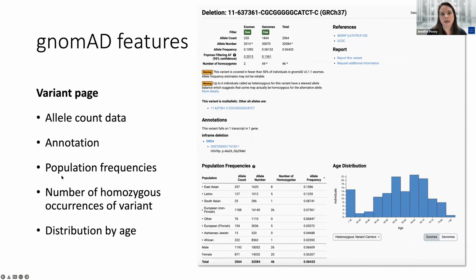And when you do that, it takes you to a variant page. At the top, you'll see exactly which variant you're looking at. You get information on allele counts, annotation information, and population frequency information, which you can see in the lower left here. So minor allele frequencies broken down by studied populations, also broken down by sex. And then finally, for the particular variant you're looking at, you can see the age distribution. So it's the distribution of the ages of the individuals who have these variants.